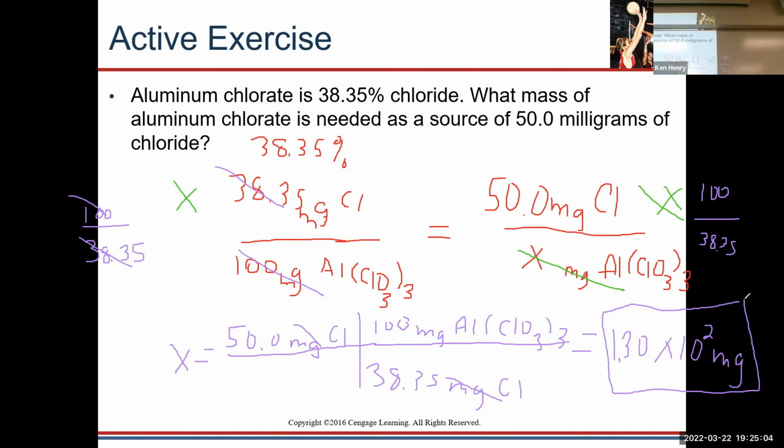What was that? That's 38.35. Stop making fun of my third grade handwriting. I'm working on it. I'm working on it.